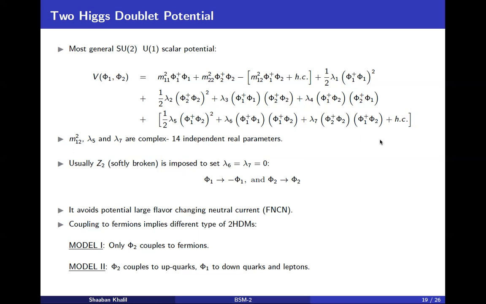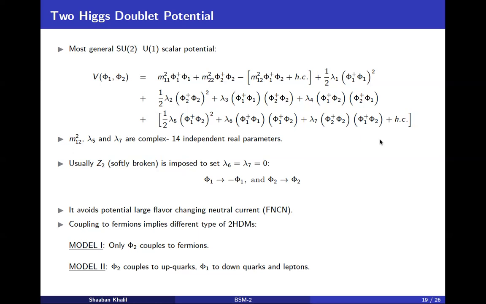Okay, now again, you can simplify it if you consider some discrete symmetry like Z2, and you can set lambda 6 and lambda 7 to 0. Under Z2 you want phi 1 to go to minus phi 1 and phi 2 to go to phi 2, so this is where you kill lambda 6 and lambda 7. Okay, no big deal, still we have many couplings.